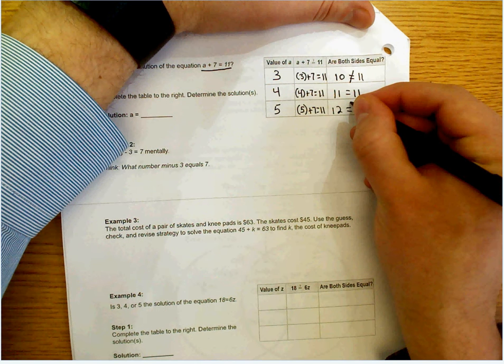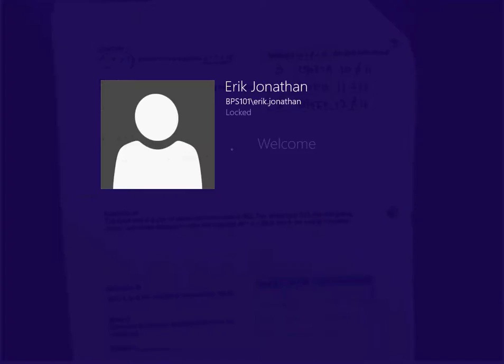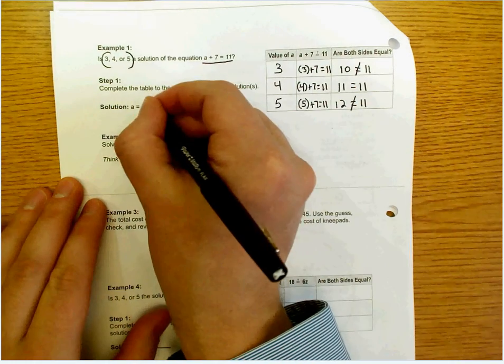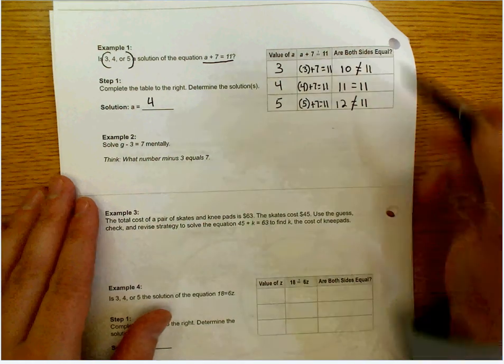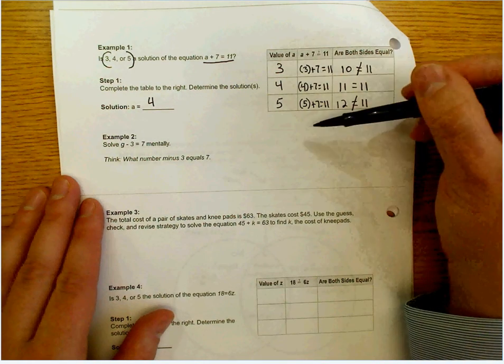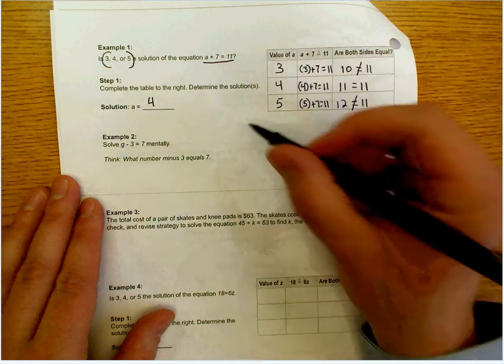So our solution has to be 4, that a equals 4, because 4 plus 7 is 11. Now you need to fill in the entire table every single time.